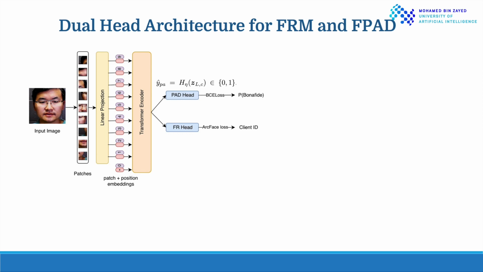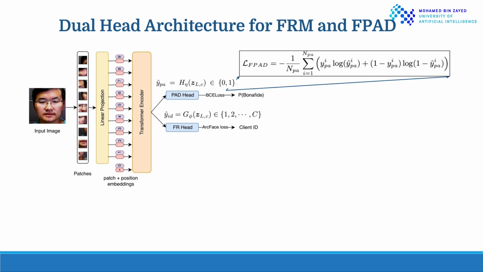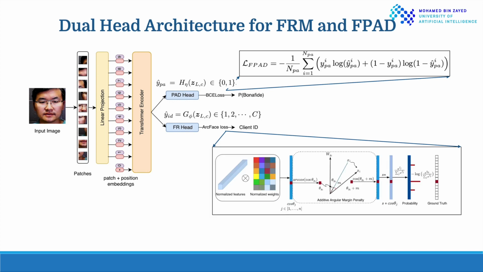The class token embedding ZL obtained from the last ViT block is passed on to both classification heads. For presentation attack detection, it predicts whether the presented input image is bona fide or attack, where this head is trained with the binary cross entropy loss. And similarly, for the other head, it predicts the identity of the person. And this head is trained using the face representation matching loss.